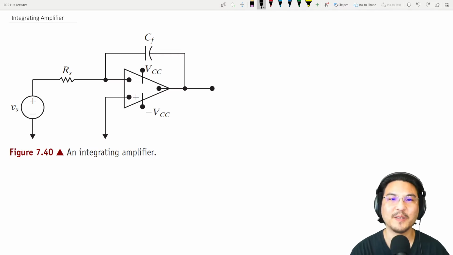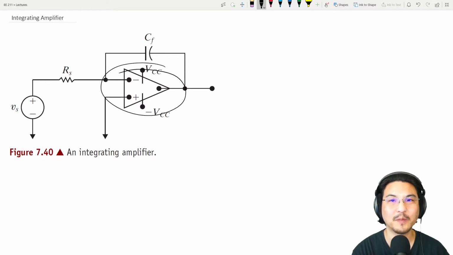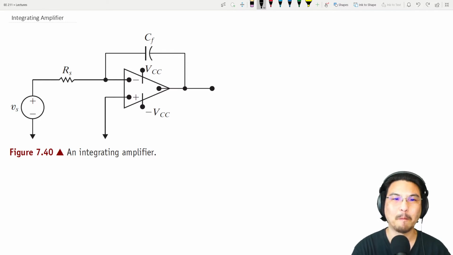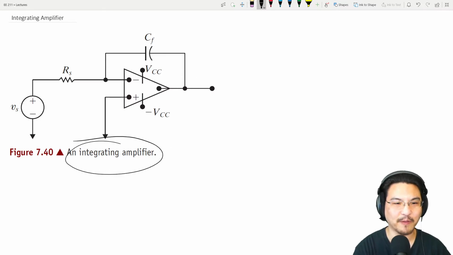Hey everybody, let's start combining our skills, analyzing different types of components. So you already know how to analyze op-amps with resistors, and you know how to analyze capacitors. So now let's start combining op-amps with resistors and capacitors, and then we'll save it for future semesters if you start mixing in inductors and other types of components. So this is a very common type of circuit called an integrator, an integrating amplifier.